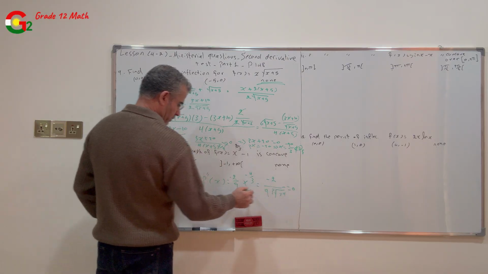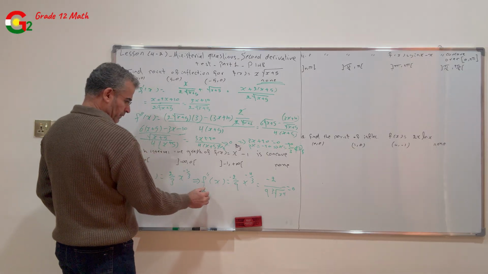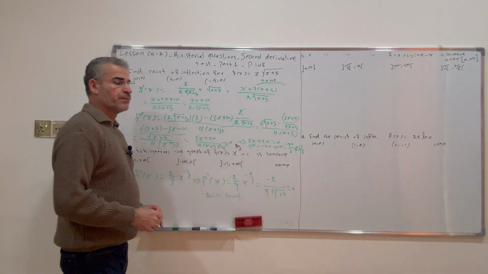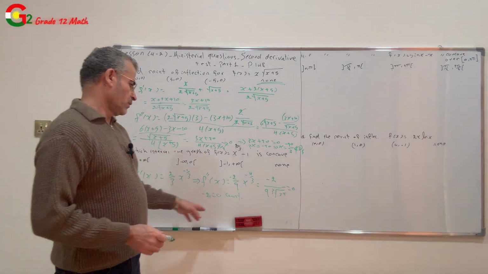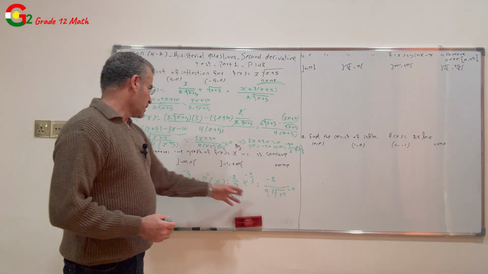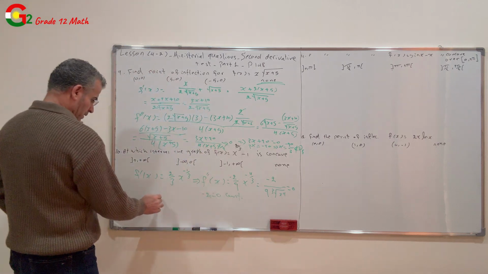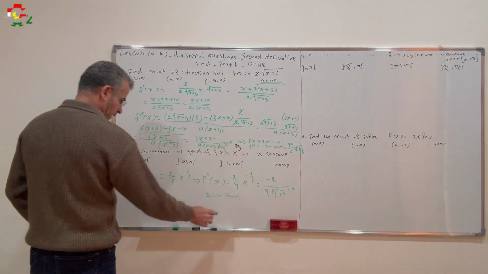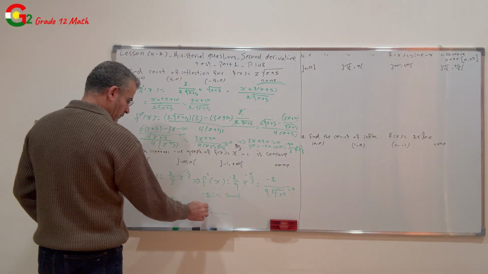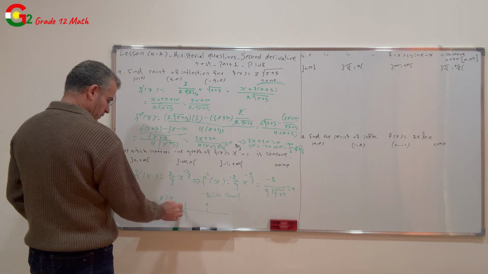Set it equal to 0. Then negative 2 equals 0, a contradiction. There is no value that makes the second derivative 0. But the second derivative is undefined at 0, and 0 is within the domain of this function. Therefore, x equals 0 is a possible inflection point. Let us check the sign of the second derivative before and after 0.